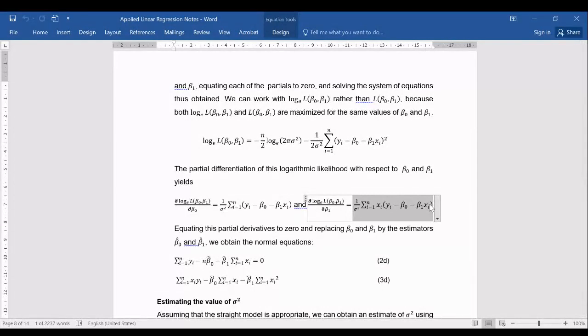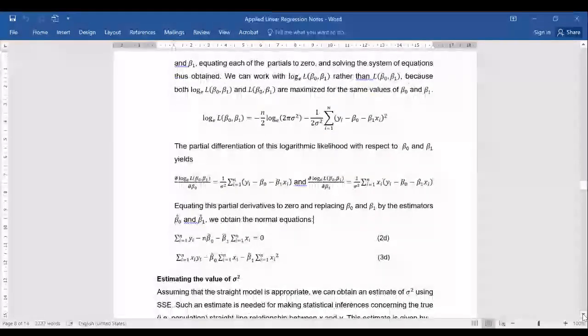Is it clear? Yeah, it's clear. So from here, you know what to do.